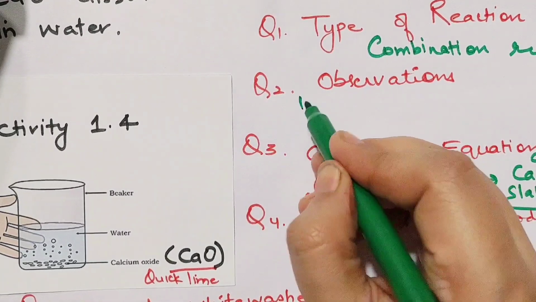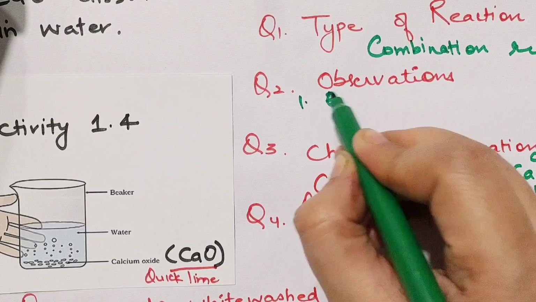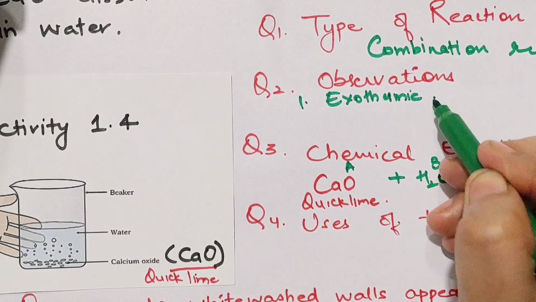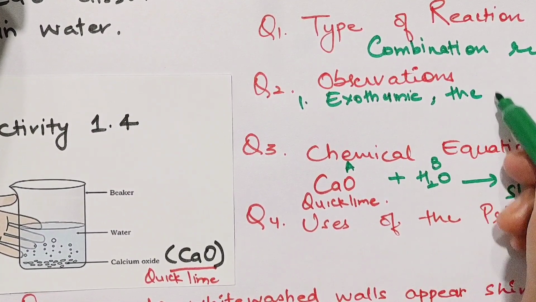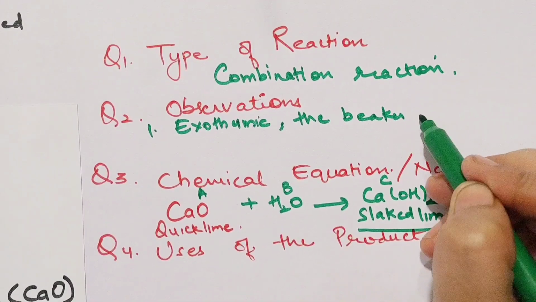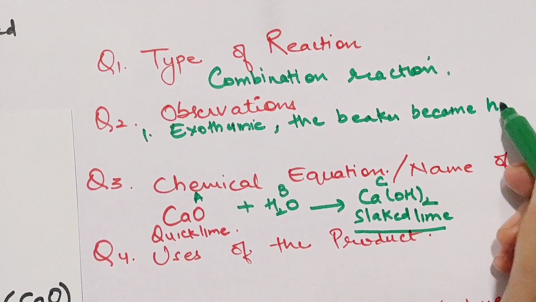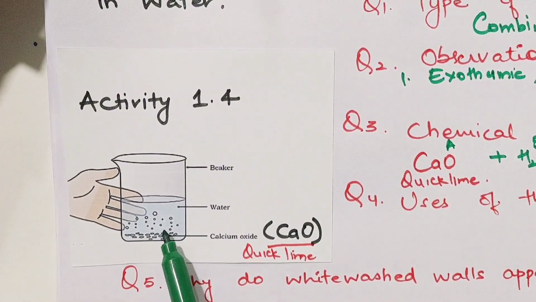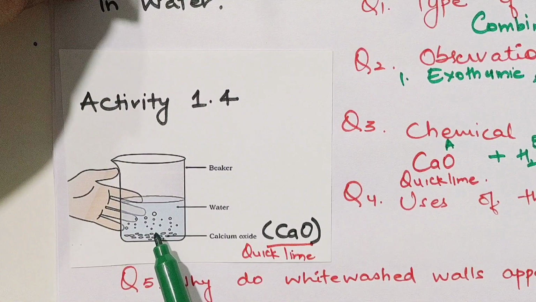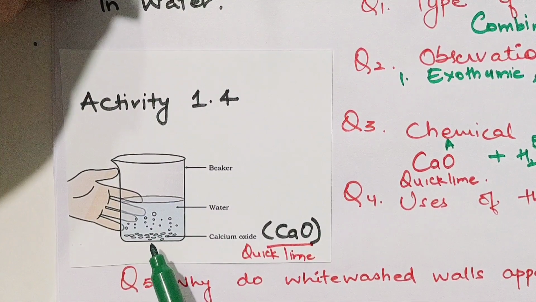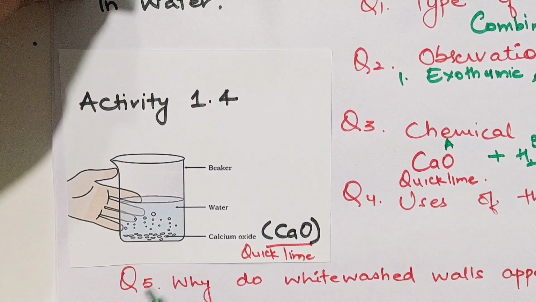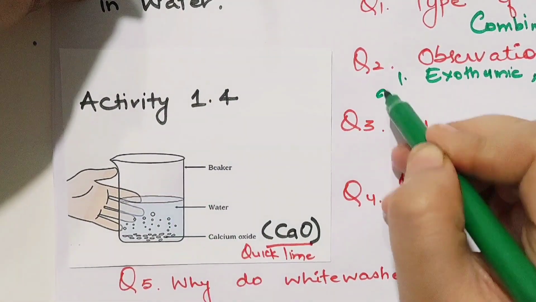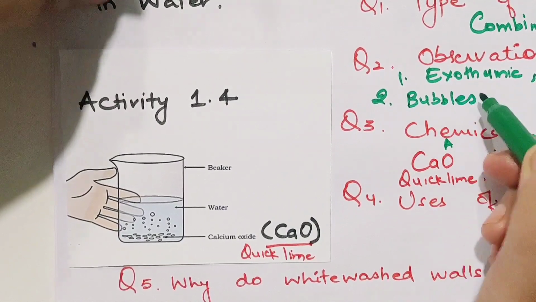Moving on, observations. Here also we can have two observations. First is that this reaction is also very exothermic. Exothermic reaction, or you may say that the test tube or the beaker became very hot. Okay, that's one observation. Second observation, you can see in the picture also, there are bubbles forming. So these bubbles are not because of some gas being evolved. These bubbles are because the reaction is so exothermic, so much heat is released that the solution sort of starts boiling.